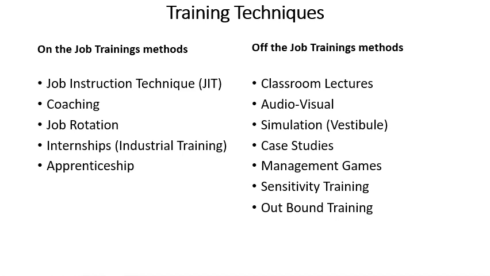Now next is outbound training. Now what is outbound training? As you can see the two words here, one is out and one is bound. Now out means this training will be given outside the organization. So this training is given outside the organization, generally at adventurous places. We will take our employees to some adventurous places and we will give them some kind of activities to play.